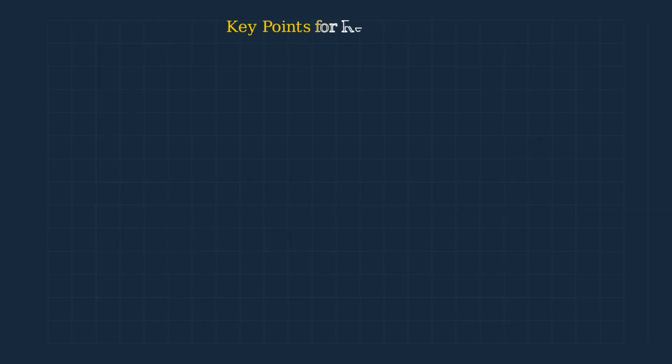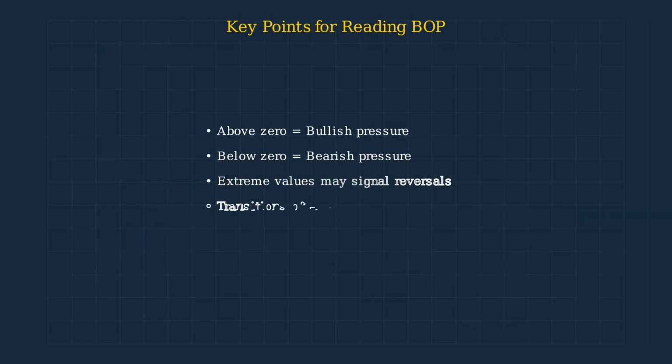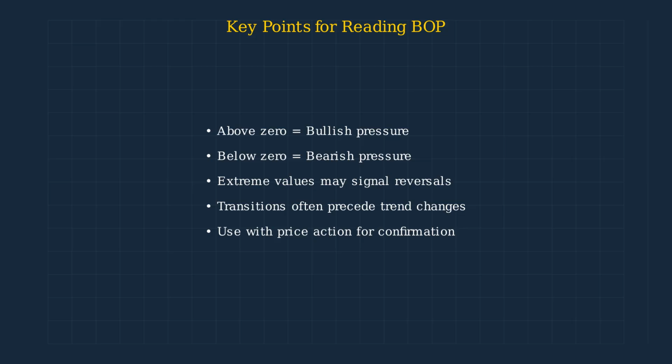When reading the BOP indicator, remember these key points. Values above zero show bullish pressure, while values below zero indicate bearish pressure. Extreme values may signal potential reversals, and transitions between positive and negative often precede trend changes. Always use the BOP indicator along with price action for confirmation.